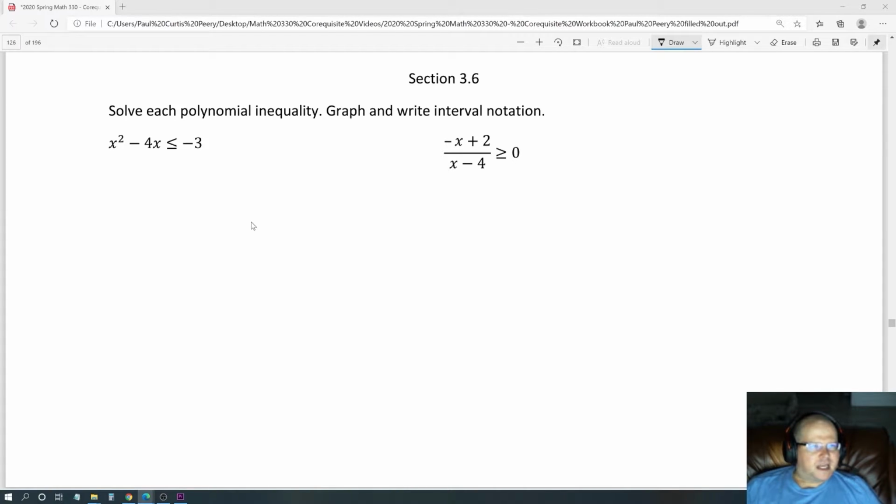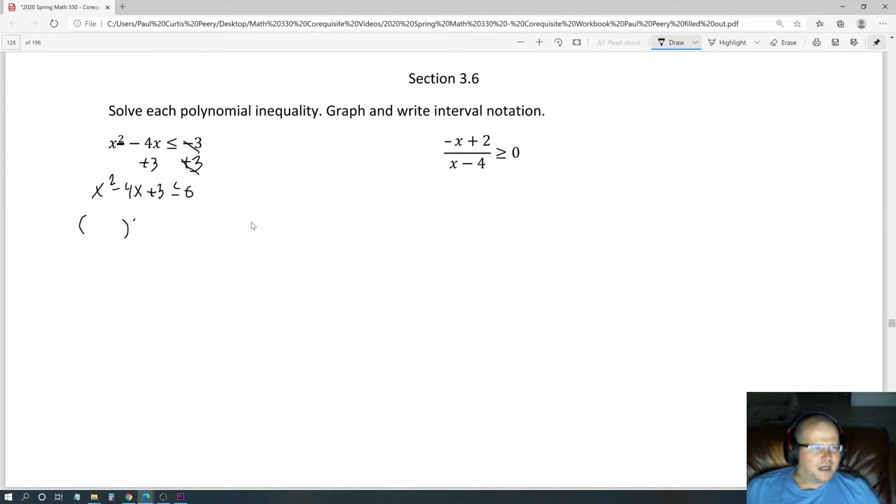Okay, so this is a polynomial right here. It's a second degree quadratic inequality. So what we're going to do is first set it equal to 0. First I need to get rid of that -3 on the right by adding 3, and whatever I do to one side I do to the other. That gives me x squared minus 4x plus 3 is less than or equal to 0.